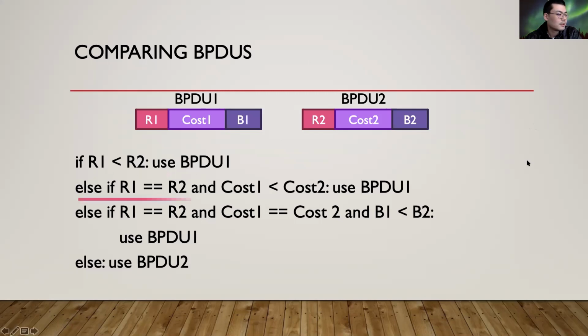So here you can see what I explained. This is saying that R2 has not seen a better route yet. If they both see the better route, we will choose a closer path. And if both are the same, again, then we have to break the tie by the bridge ID.